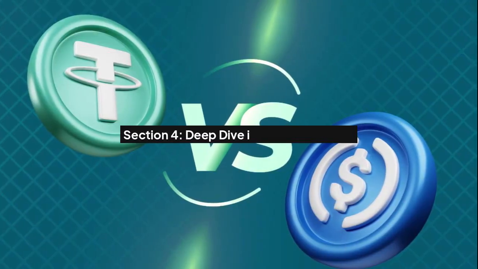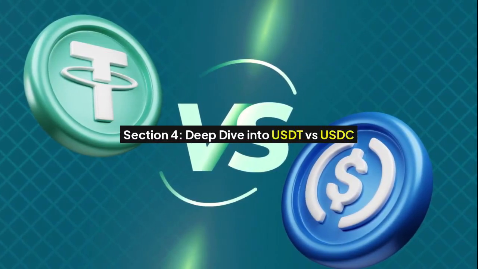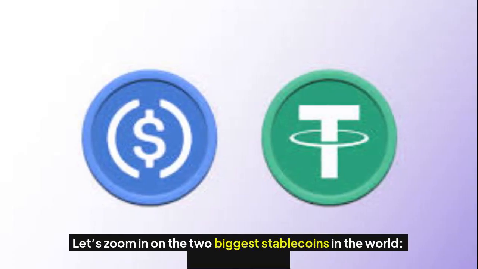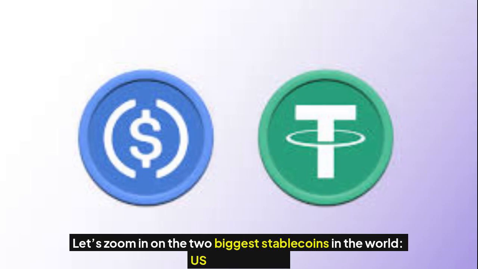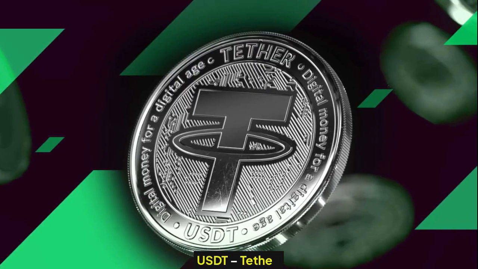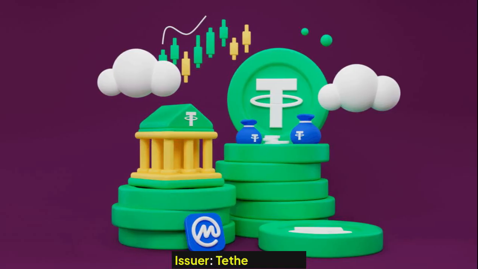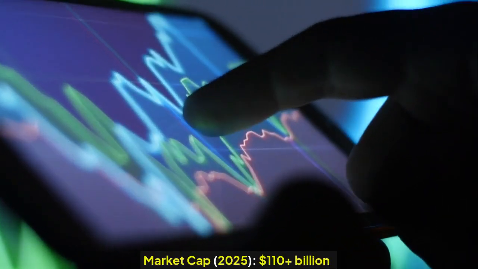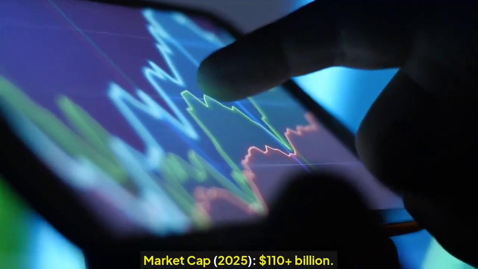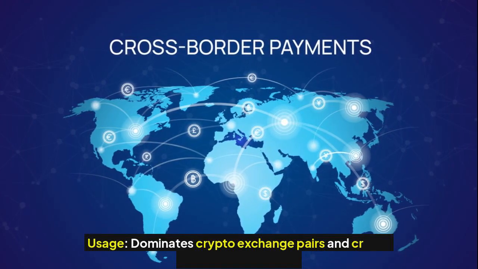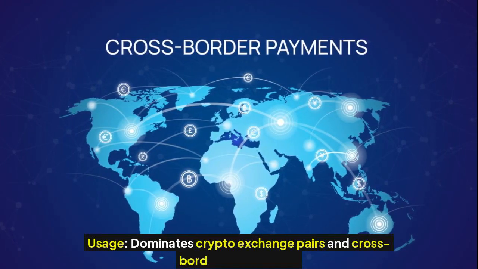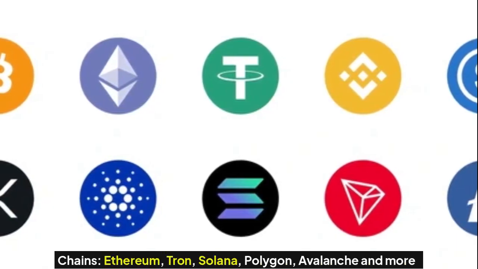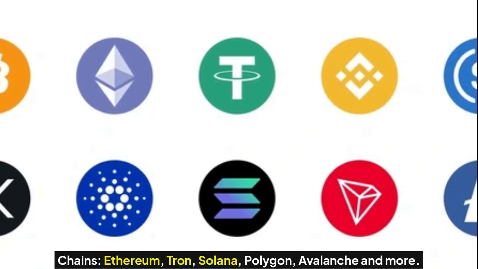Section 4. Deep dive into USDT versus USDC. Let's zoom in on the two biggest stablecoins in the world, USDT and USDC. USDT, Tether. Issuer, Tether Limited. Market cap, 2025, $110 plus billion. Usage, dominates crypto exchange pairs and cross-border transactions. Chains, Ethereum, Tron, Solana, Polygon, Avalanche and more.